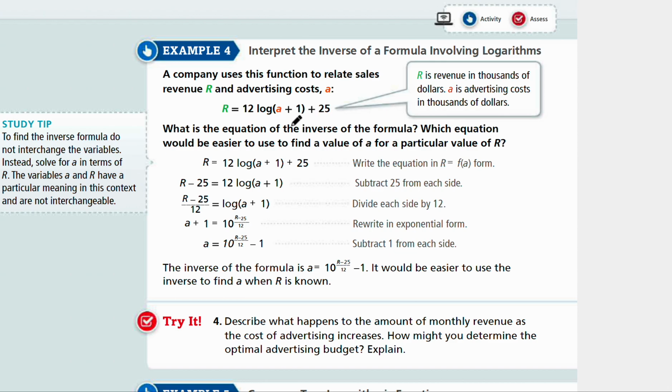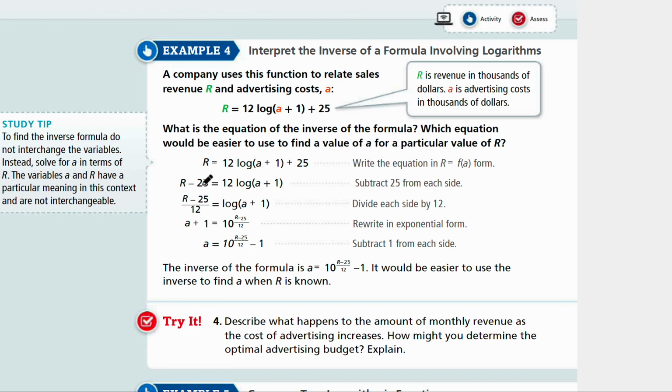Obviously this equation is written in terms of A for R. So if we have a given A, then it's easy to calculate for R, right? But obviously if we want to find the value of A for a particular value of R, that means we're plugging in R. So R is the input and A would be the output. In that case, we need an inverse formula, and that would be the easier formula.